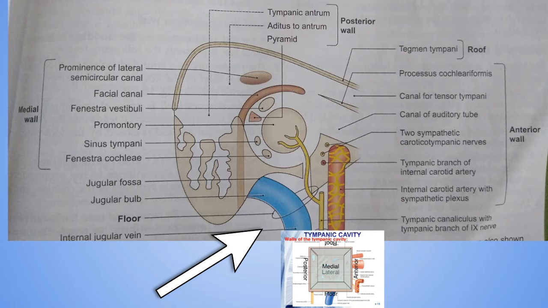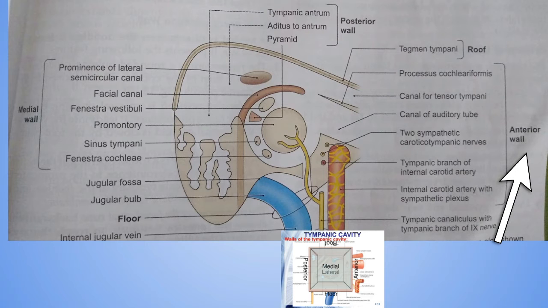Now next is the floor, or we can say the jugular wall of the middle ear. The floor is formed by a thin plate of bone which separates the middle ear from the superior bulb of the internal jugular vein. This plate is a part of the temporal bone only. Now in the floor, near the medial wall, the floor presents the tympanic canaliculus, which transmits the tympanic branch of the glossopharyngeal nerve to the medial wall of the middle ear.